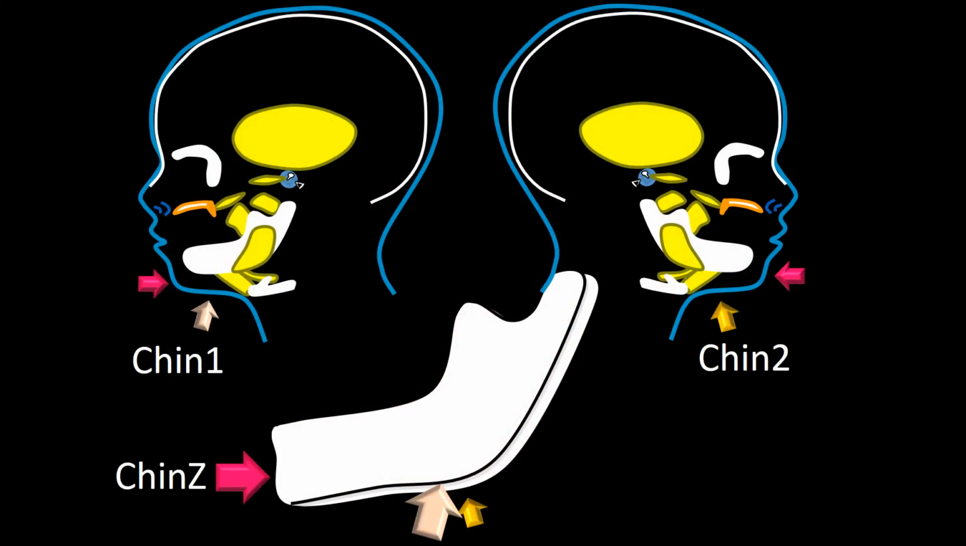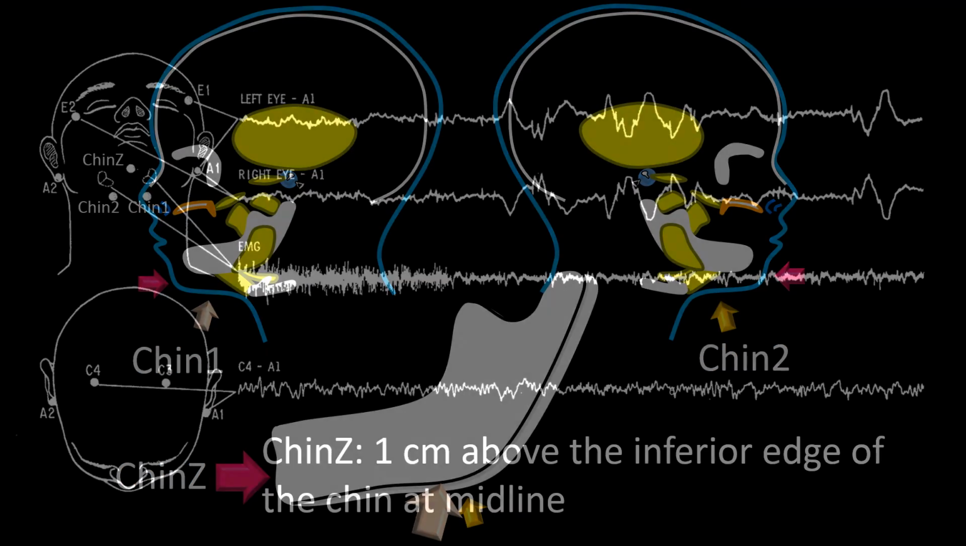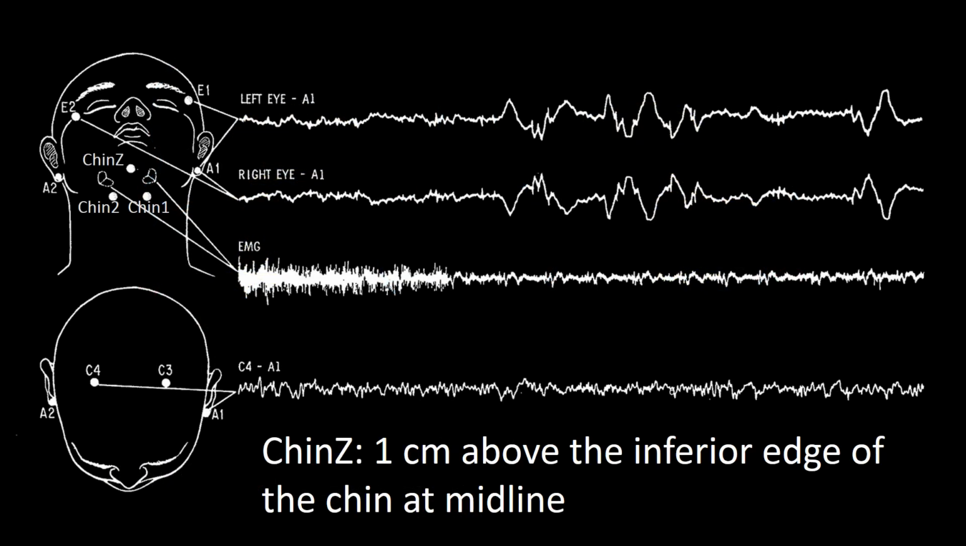This figure shows the relation of the electrodes and the jawbone used for chin monitoring. Chin Z is placed 1 centimeter above the inferior edge of the chin at the midline.